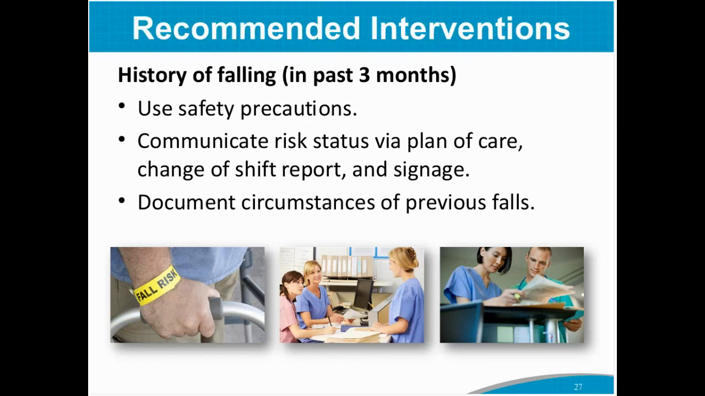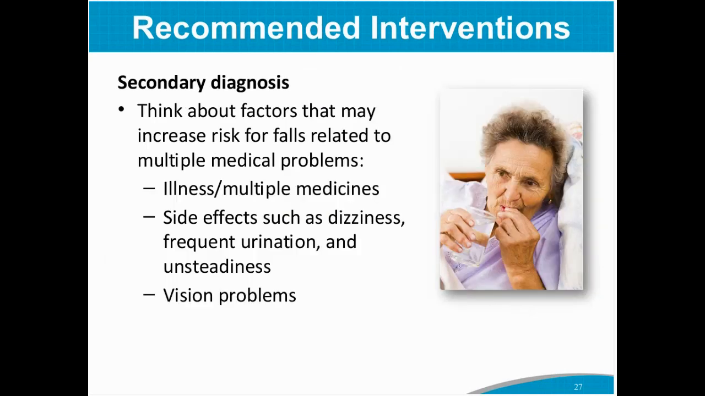So the first area of risk on the Morse Fall Scale is history of falling, and that's in the past 3 months. For patients who do have a history of falling, we want to use safety precautions. We want to communicate risk status via the care plan, change of shift report and signage to the rest of the team. And we want to document the circumstances of previous falls, because remember, patients who have fallen previously are more likely to fall again and under similar circumstances.